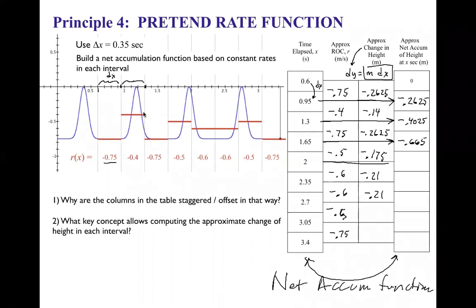For this red pretend rate function. So this net accumulation function will be approximate because it's based on the red rate function, not the actual blue one. So it's an approximate net accumulation function. And where do we get those values of net accumulation? By getting the dy's in each separate interval and then keeping track of the running total. Summing up the dy's interval by interval.